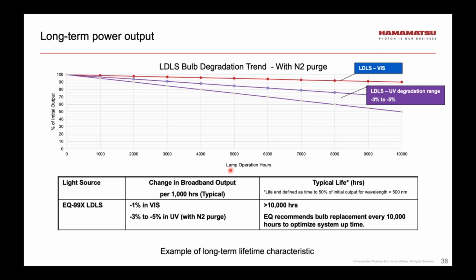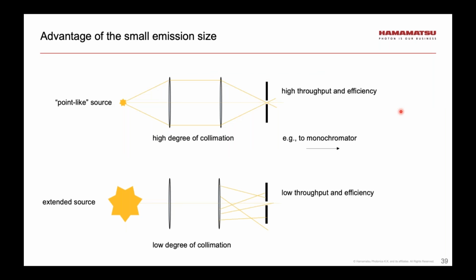And here is an empirical plot showing long-term power output. And by long-term, we mean hours. In fact, this point here is 10,000 hours. And the plot shows that the output can decline by about 10% in the visible and a little bit higher decline in the UV part of the spectrum. So if you were to ask me what is the typical lifetime of that bulb, the answer would be around 10,000 hours or more.